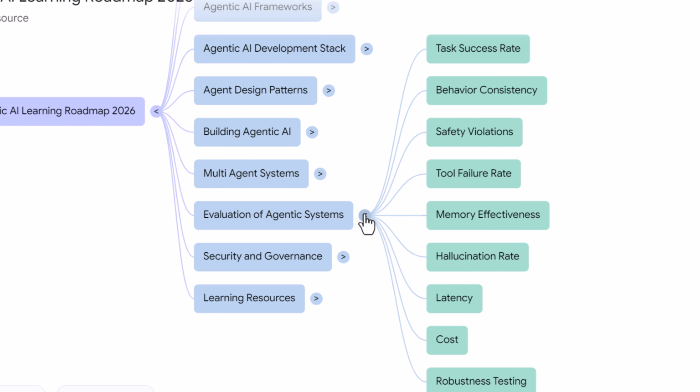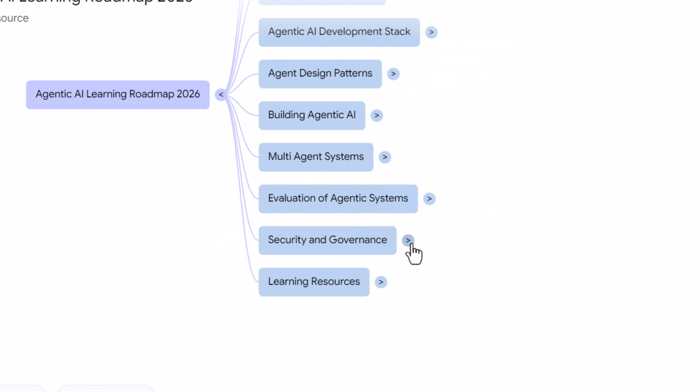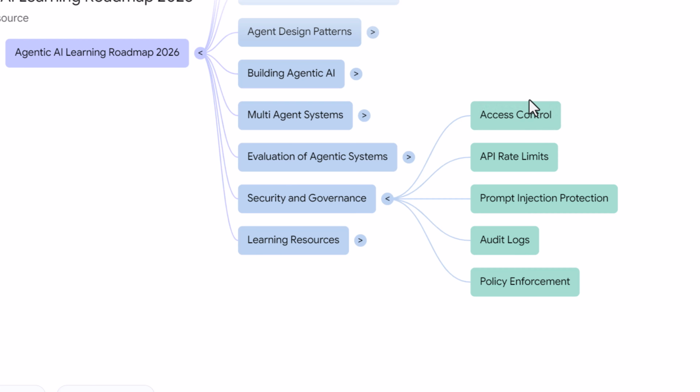Next is security and governance. Access control ensures only authorized tools and environments are available. API rate limits prevent excessive or harmful usage. Prompt injection protection safeguards the agent from manipulated inputs. Audit logs track every action the agent takes. Policy enforcement ensures the agent follows rules and guidelines. This is crucial for safe deployment.